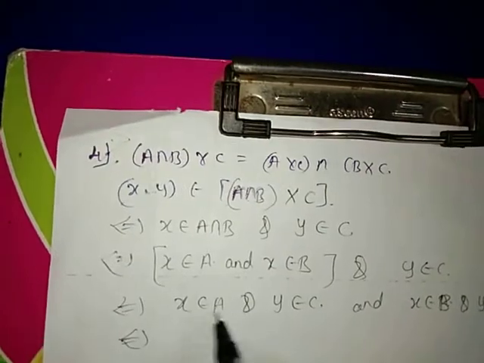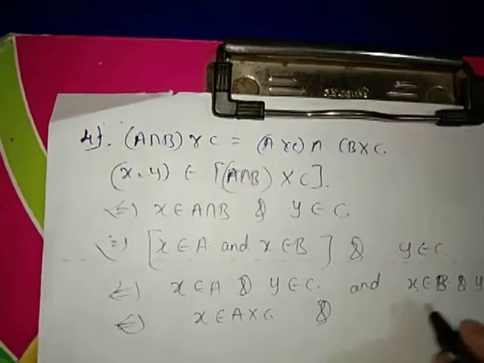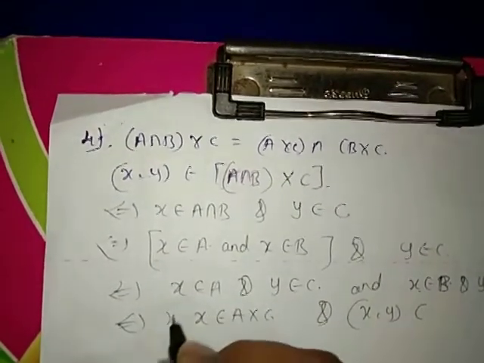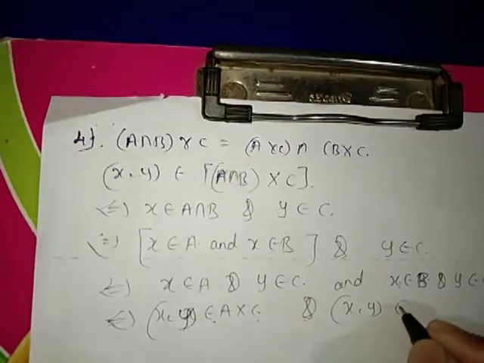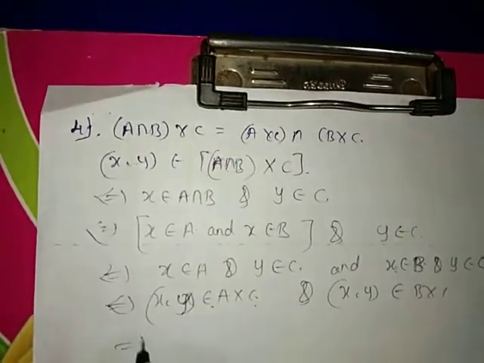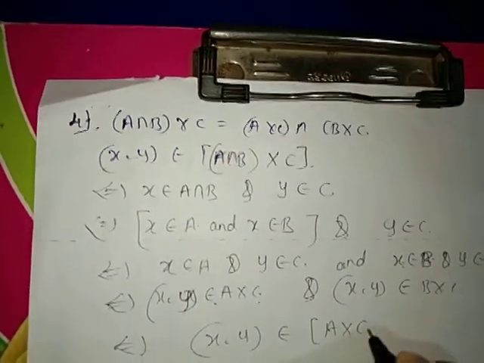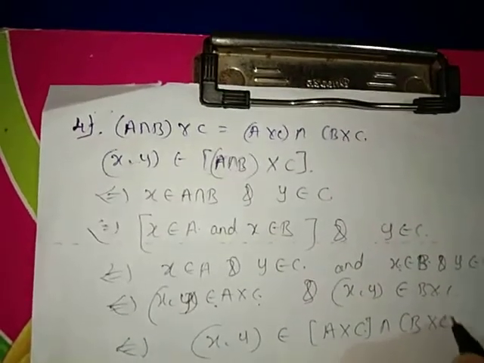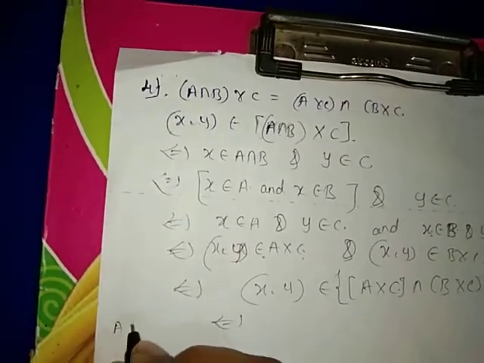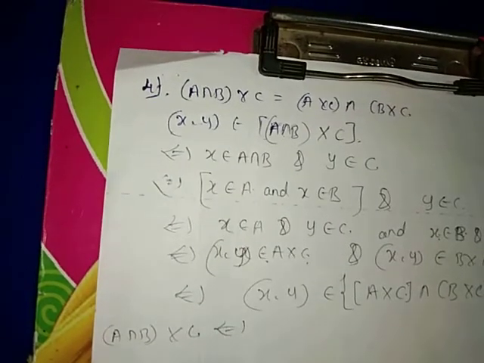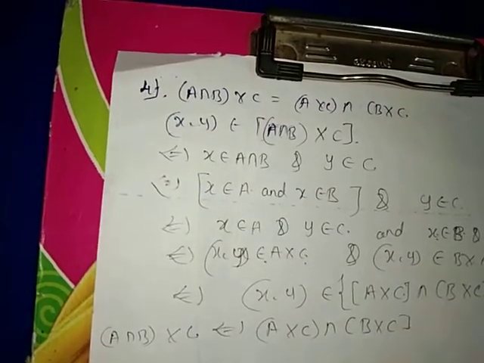That implies that if x belongs to A, y belongs to C means x comma y belongs to A cross C, and x belongs to B and y belongs to C means x comma y belongs to B cross C. That indicates x comma y belongs to A cross C and B cross C. So that is equivalent to A intersection B cross C is equal to A cross C intersection B cross C.